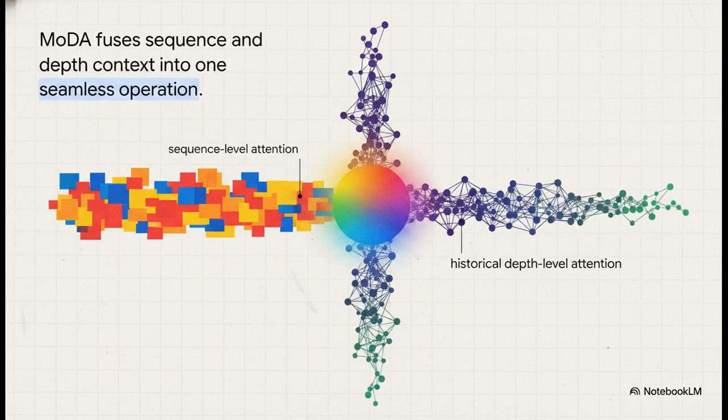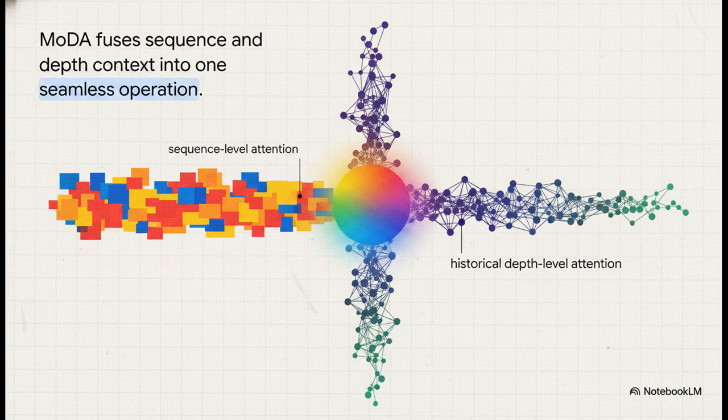But the true genius of MoDA, the real game changer here, is the unified softmax breakthrough. MoDA doesn't just bolt some clunky new depth reading mechanism onto the side of the model. Instead, it fuses standard sequence-level attention, which is looking at the words around a token, and historical depth-level attention, which is looking back in time at previous layers, into one seamless softmax operation. A softmax operation is basically just the mathematical function the model uses to decide how much importance or weight to give to different pieces of info.